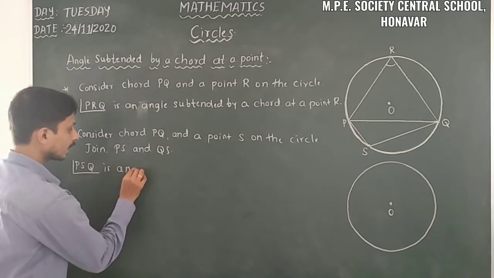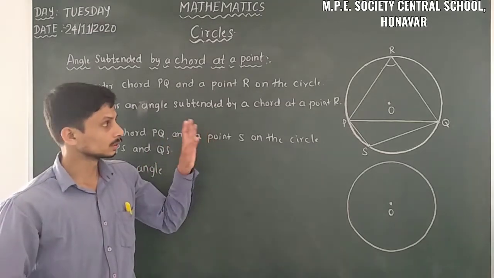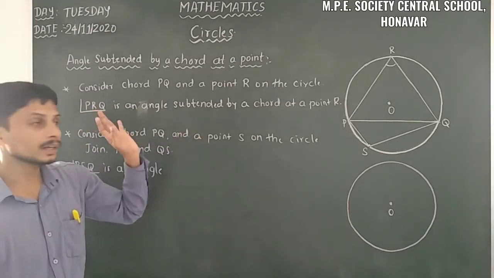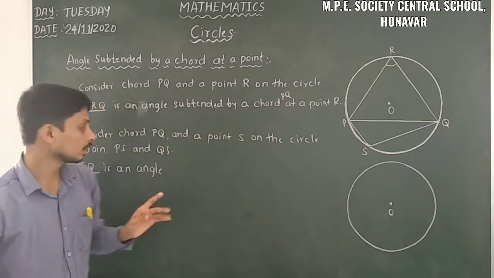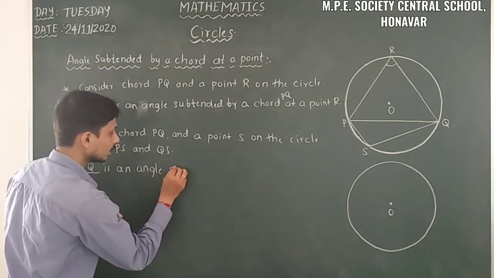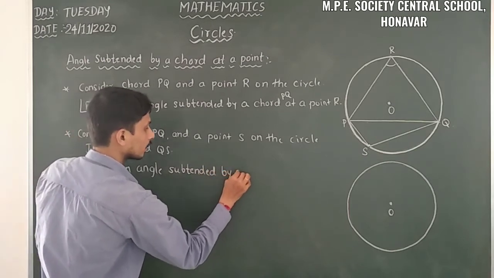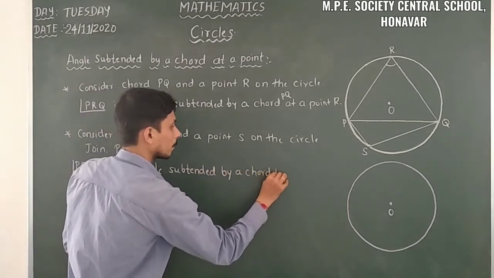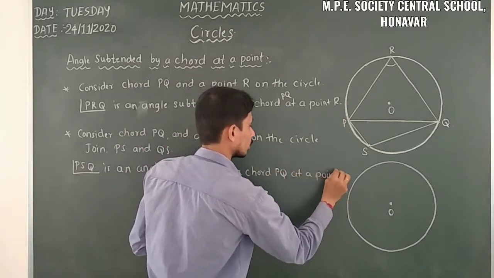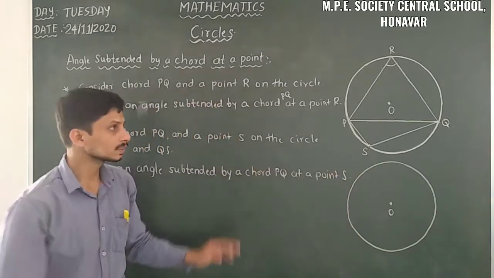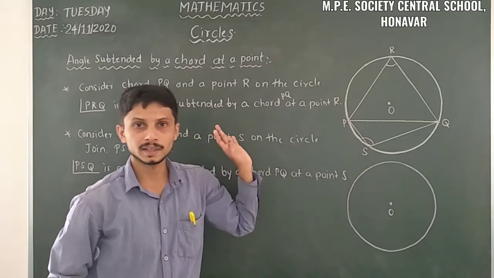Angle PSQ is an angle subtended by the chord PQ at a point. Here we include chord PQ, at a point R. Here also we take the same thing: angle subtended by a chord PQ at a point S.